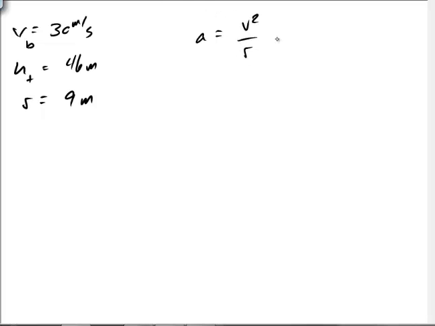So I now have a new value with which I can work on Part B. Remember, speed at the bottom is 30 meters per second, height at the top was 46 meters, and the loop of the roller coaster is 9 meters. What's Part B asking for? Using the equation for centripetal acceleration, calculate the acceleration at the bottom. The centripetal acceleration is just velocity squared over the radius. So 30 squared over 9.